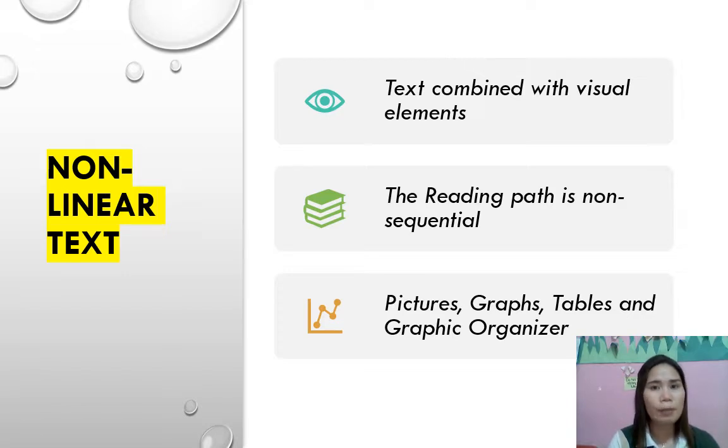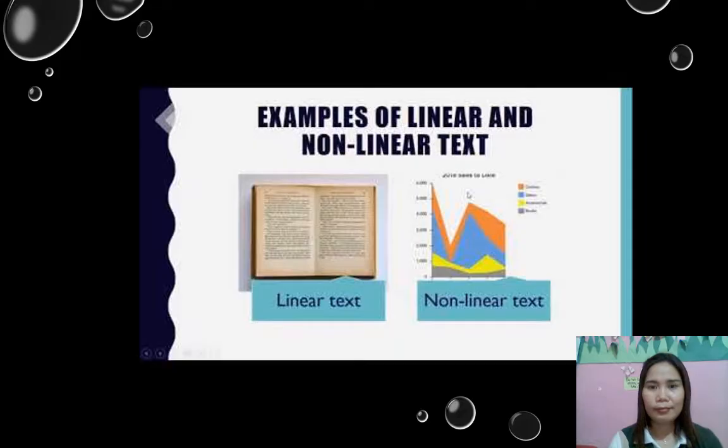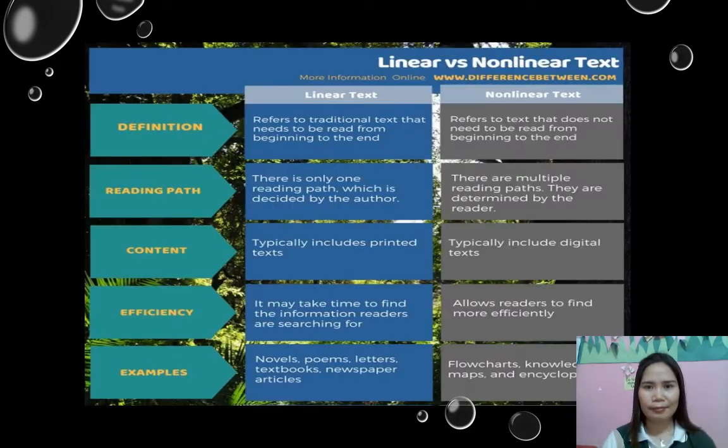So let's have some examples for you to understand linear and non-linear text. All right, so here are some examples. The first one is linear text. It can be a story or a novel, while the non-linear text uses graphs. So you don't have to read it from the beginning until the end. Let's take a look at the comparison of linear text and non-linear text.